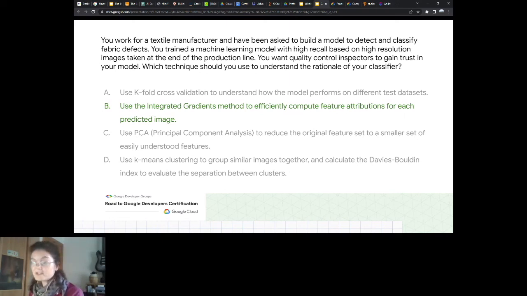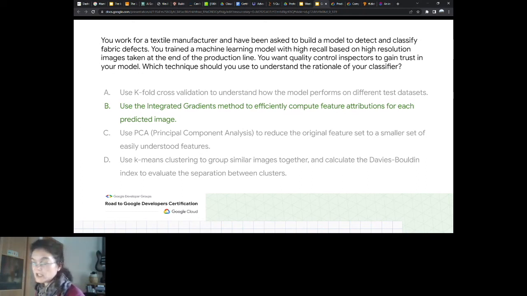The second one is connected with what we just introduced: integrated gradient methods to understand which parts of the pixels are giving us the information to say if it's a defect or not. So it was really connected to what we presented.